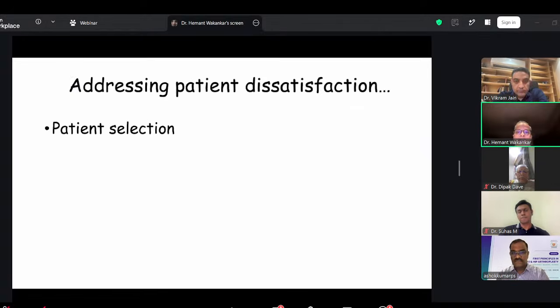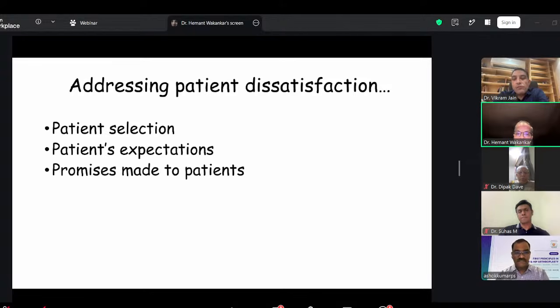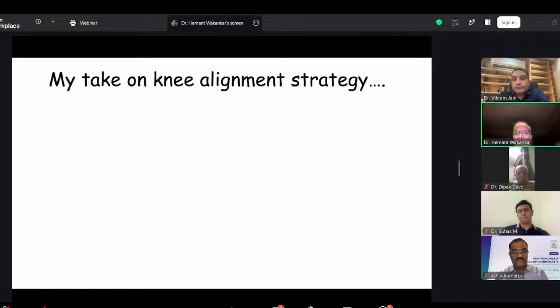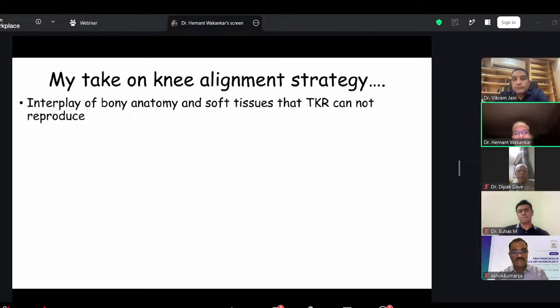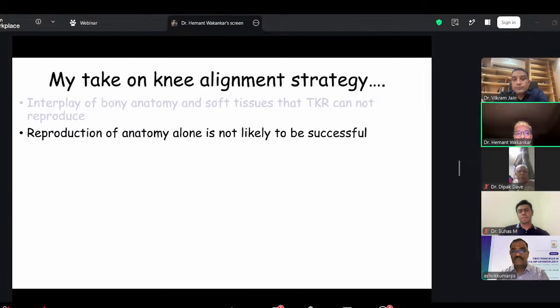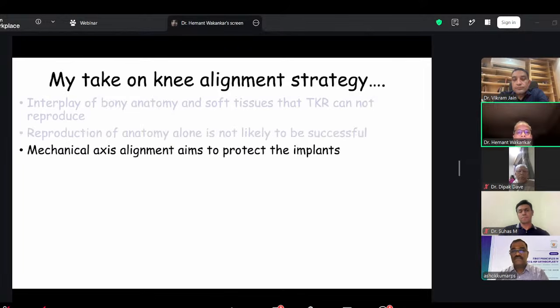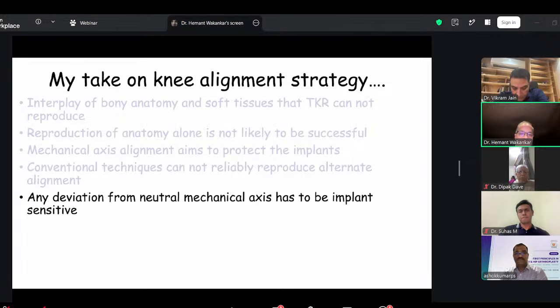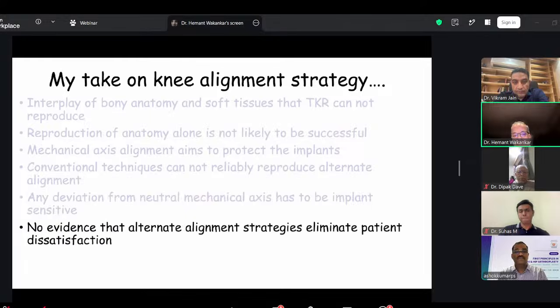So addressing patient dissatisfaction, you need to address other factors like patient selection, expectations, promises that you make to the patient, the psychological profile of the patient, comorbidities. And my take on knee alignment strategy here is that it's an interplay that you cannot entirely reproduce. Mechanical alignment aims to protect the implants. Conventional techniques cannot reliably reproduce alternative alignments. So you have to use technology for that, but we are going to see another technique soon. Any deviation from neutral mechanical axis has to be implant sensitive. So you need to worry about the long-term survival of that.